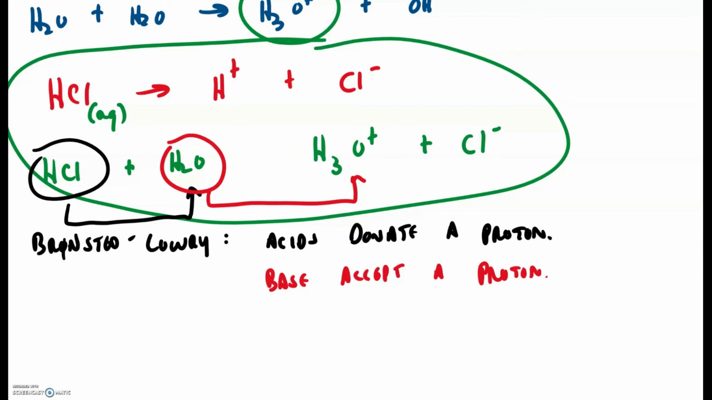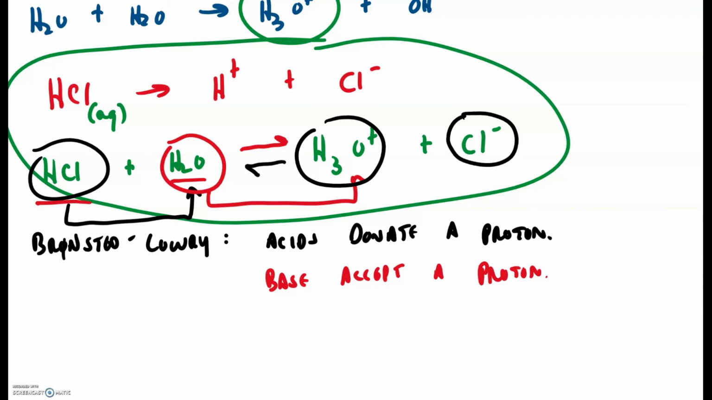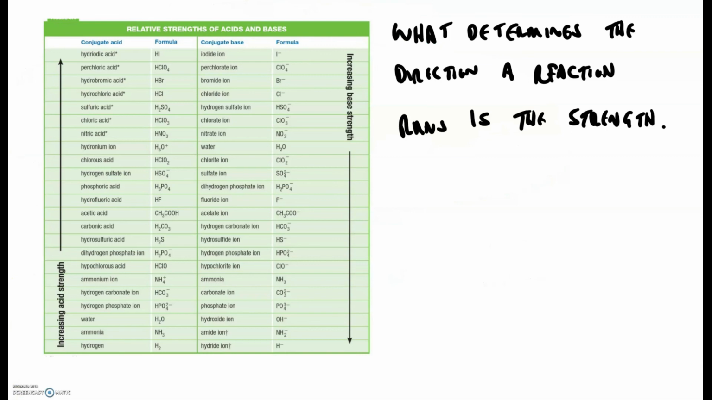And what that means is that this reaction looks different from which end of the reaction you're looking at. Does it run like this, where the HCl is the acid and the H2O is the base? Or does it run like this, where the H3O plus is the acid and the chloride is the base? Because if you look at it from the other perspective, H3O plus is going to donate a proton to Cl minus to make H2O and HCl. So it depends on the perspective. So what determines the direction a reaction runs is the strength.